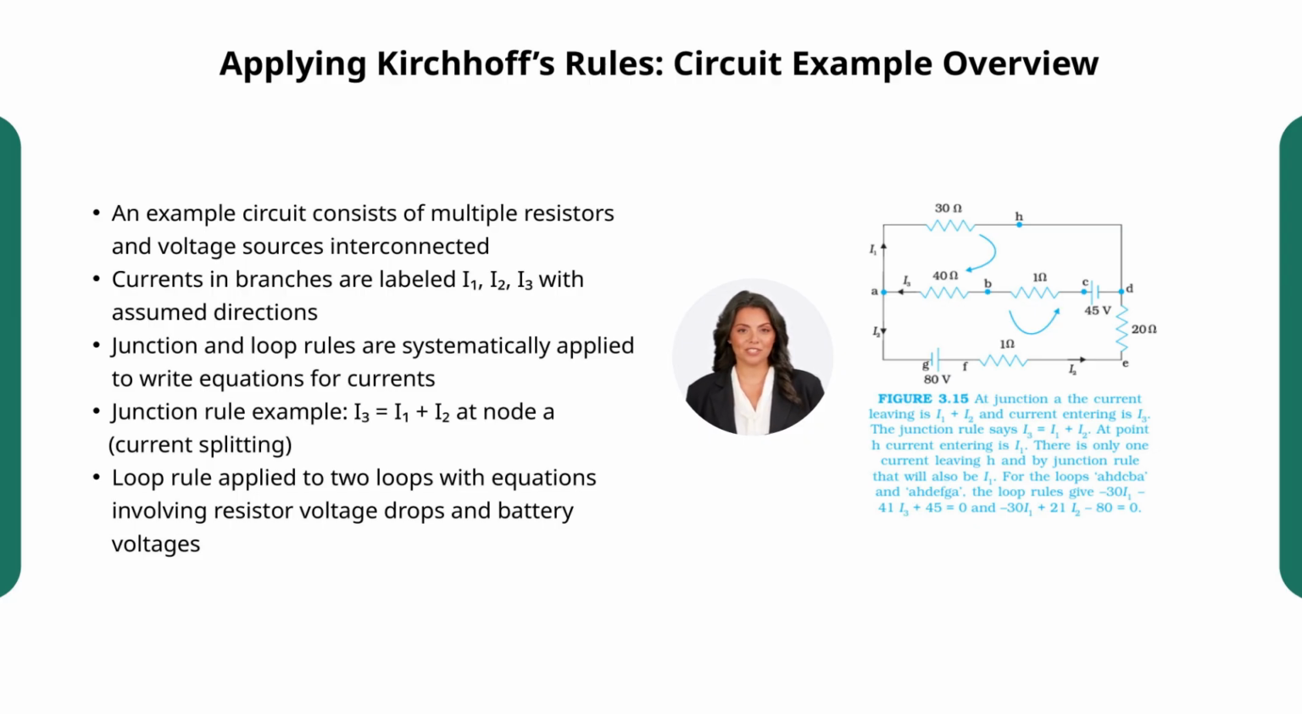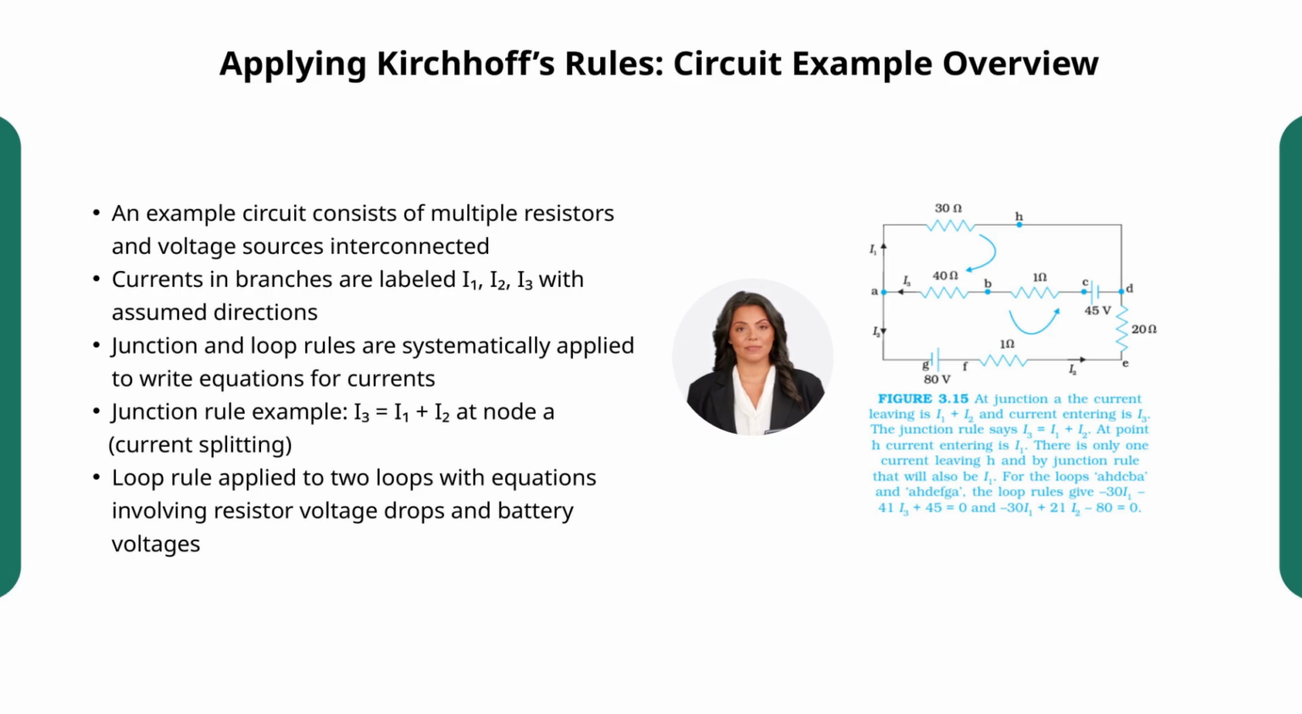Currents in different branches are labeled as I1, I2, and I3, with arrows indicating their assumed flow directions. By applying the junction rule at node A, where the current I3 splits, we derive the relation I3 equals I1 plus I2. This means all current entering the junction by I3 splits into two paths, represented by I1 and I2.